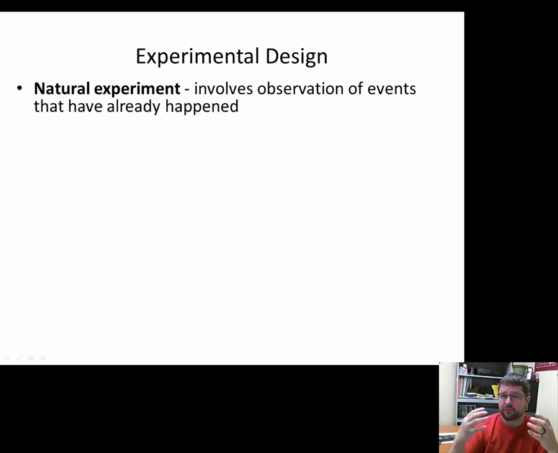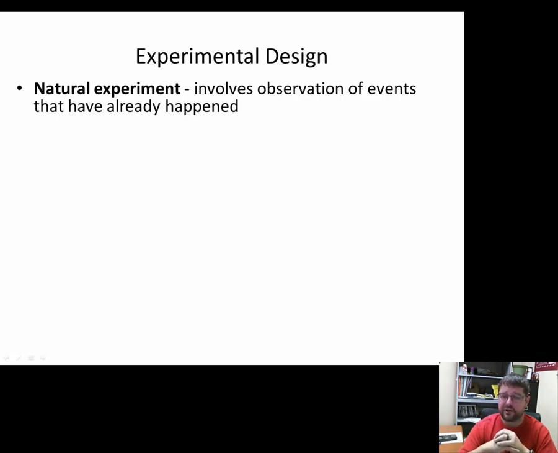And the better the experiment, maybe the more variables you're controlling for. So you have less outside influence on the overall experiment. For natural experiments, this can be very difficult. Okay, so you're observing events that have already happened, or you're observing events that are happening.